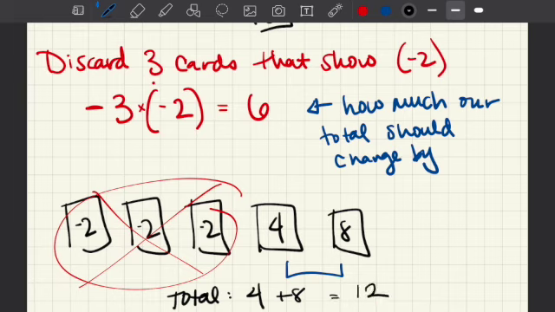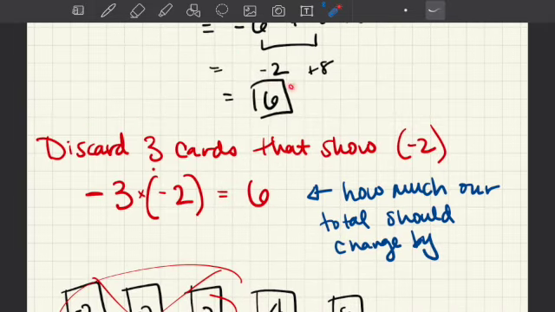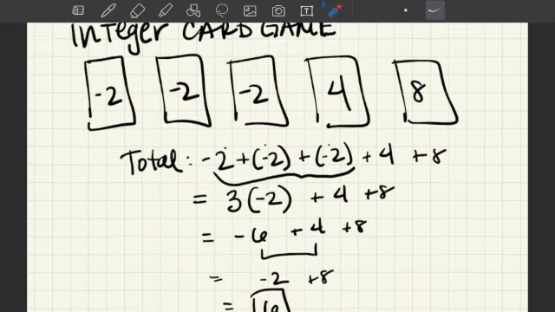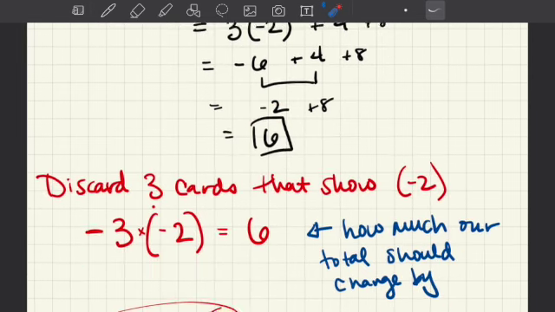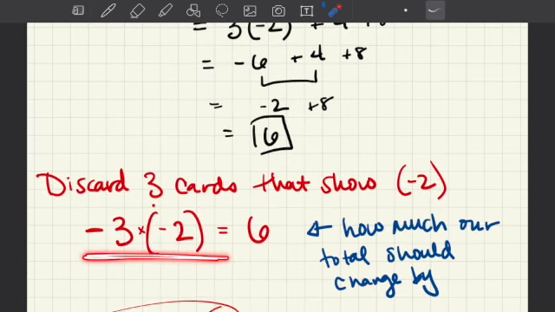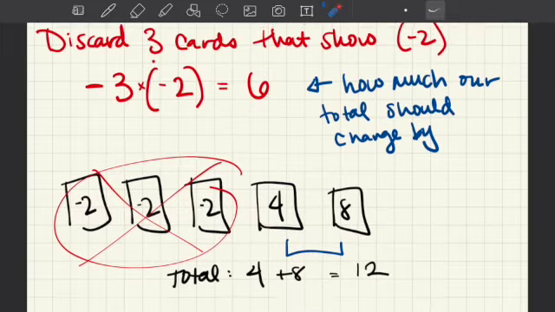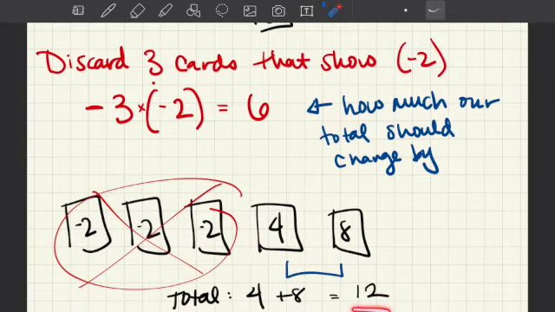So let's look, is this number here right? Well, we know that that's right because this number here is 6 more than what we got up here. So with the -2s, our total is 6. And then when we discarded these -2s, we took out the -2s, our total should have increased by 6. And we know that it did because 6 and 6 is 12.